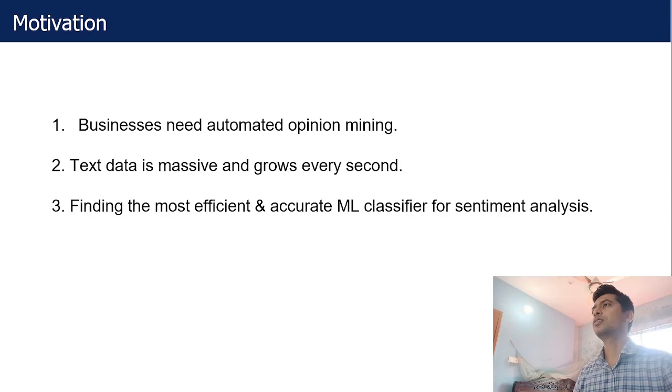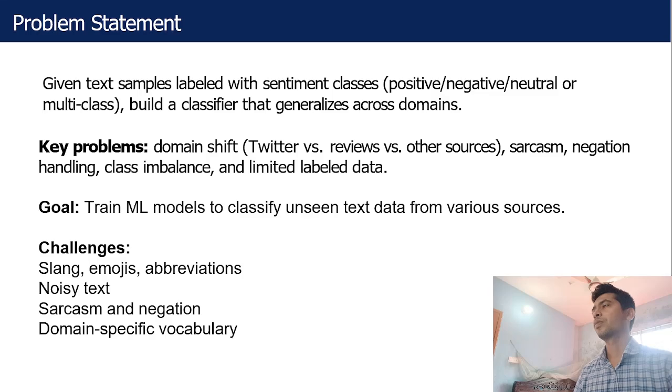What I have found that motivated them to write the paper was businesses need automated opinion mining. Text data is massive and grows every second. They wanted to find the most efficient and accurate machine learning classifier for sentiment analysis. Now, if we are given text samples labeled with sentiment classes positive, negative, neutral, or multi-class, we will build a classifier that generalizes across domains.